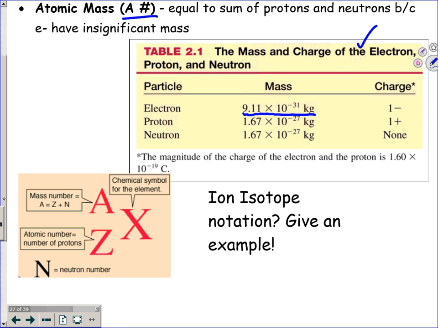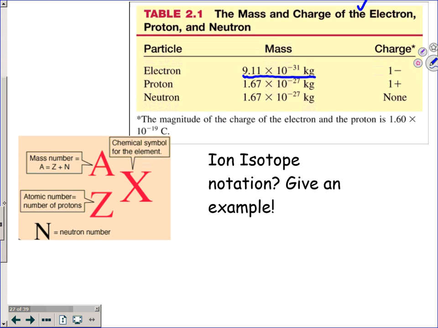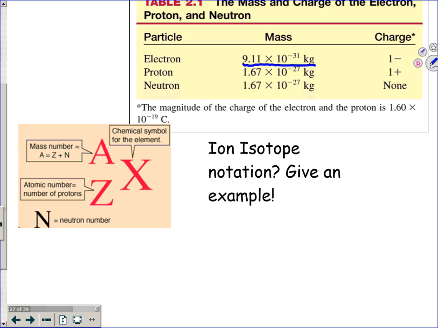Okay, so this is the A to Z notation. This is how you'll always see it, but we're actually going to write one now. So let's do magnesium. Magnesium with a mass of 25. How would you write that?